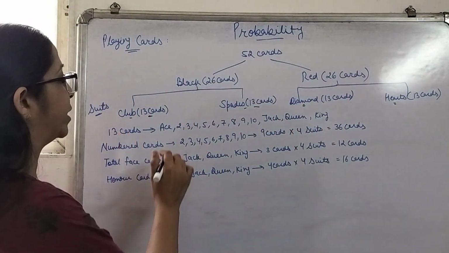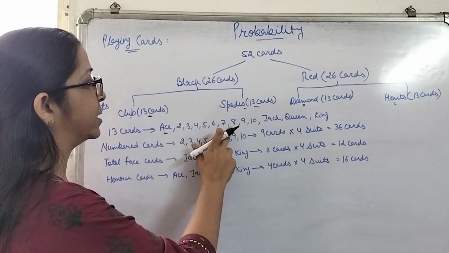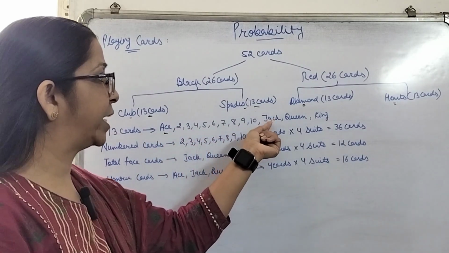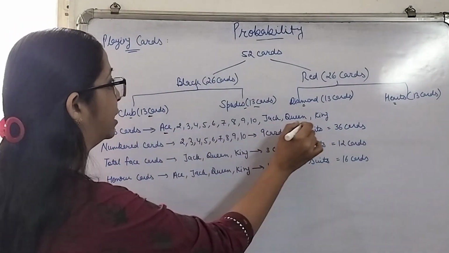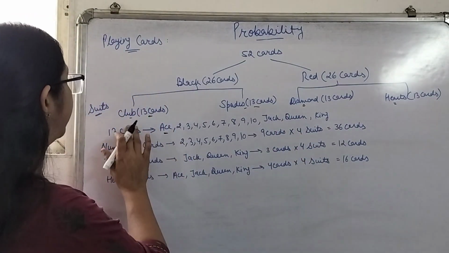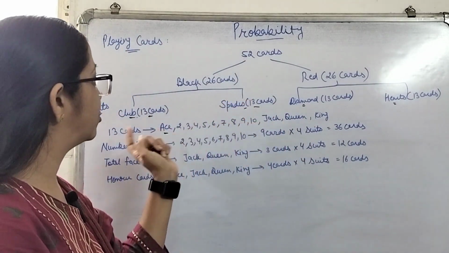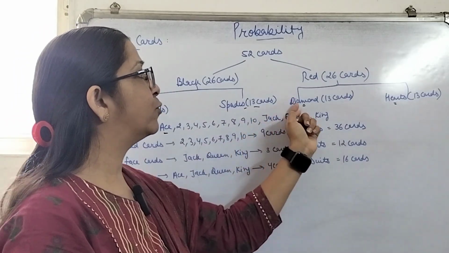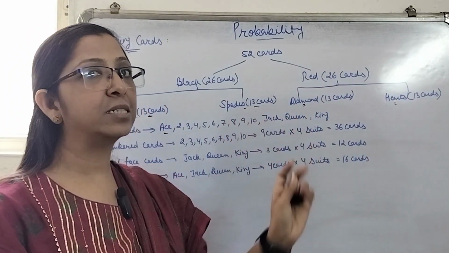That is your one ace. Then number 2, 3, 4, 5, 6, 7, 8, 9, 10. One jack, one queen and one king. That is, these 13 cards are available in all the suits. Right? That simply means for club also we are having these 13 cards. For the spades also we are having these 13 cards. For the diamond also we are having these 13 cards. And for the hearts also we are having these 13 cards.